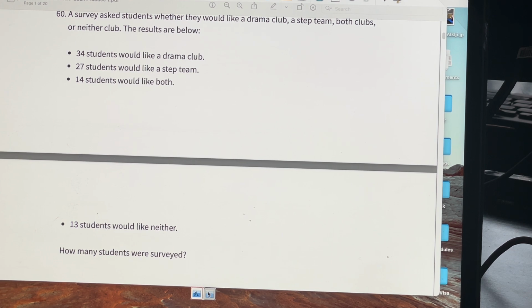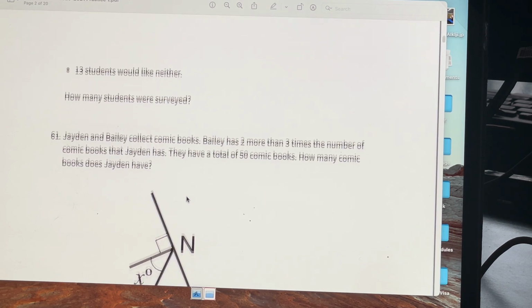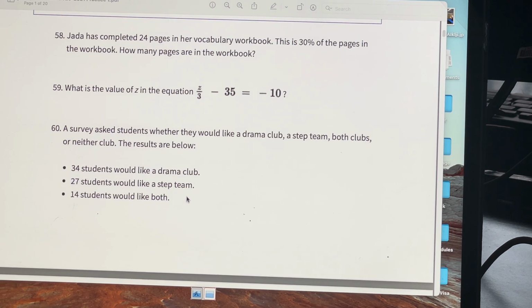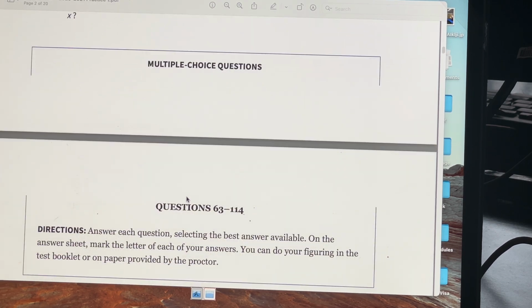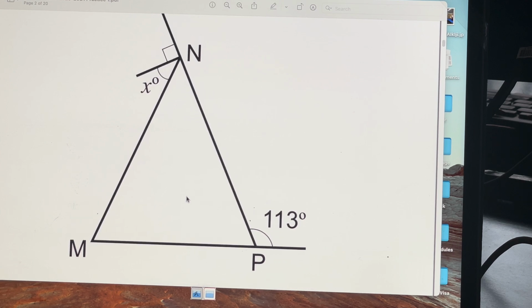Moving on. Next one I assigned was 58, 59, 60. Did I do 60? Yeah, I did just do 60. 62. 62 is this angle one, okay. Oh, we want angle x.